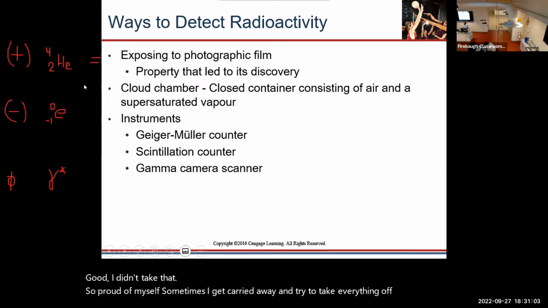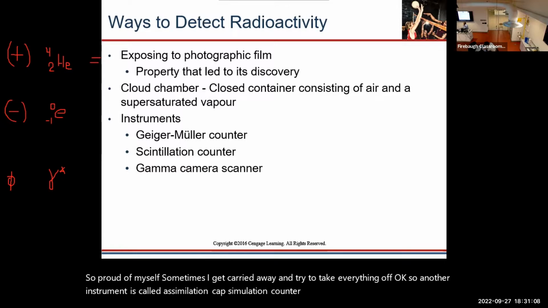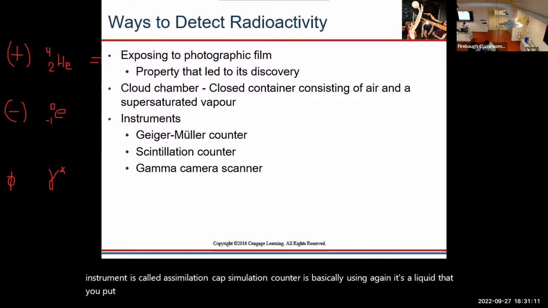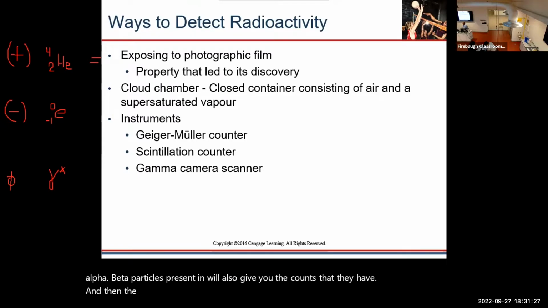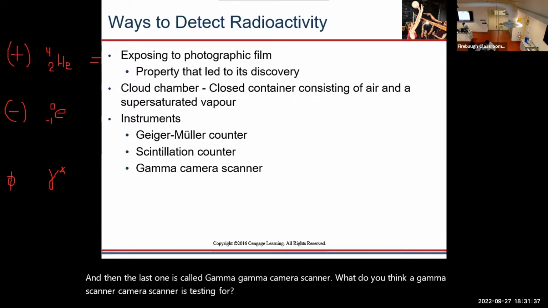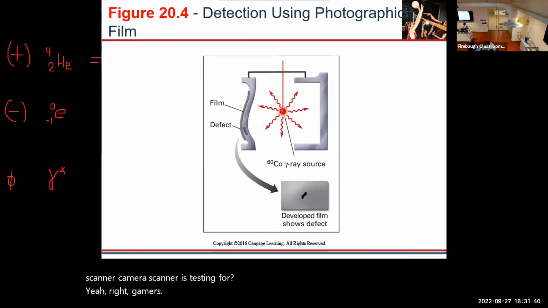Okay, so another instrument is called a scintillation counter. A scintillation counter is basically a liquid that you mix with the radiation source, and it'll show whether or not radiation is present. And then the last one is called gamma counters. What do you think the gamma scanner is testing?